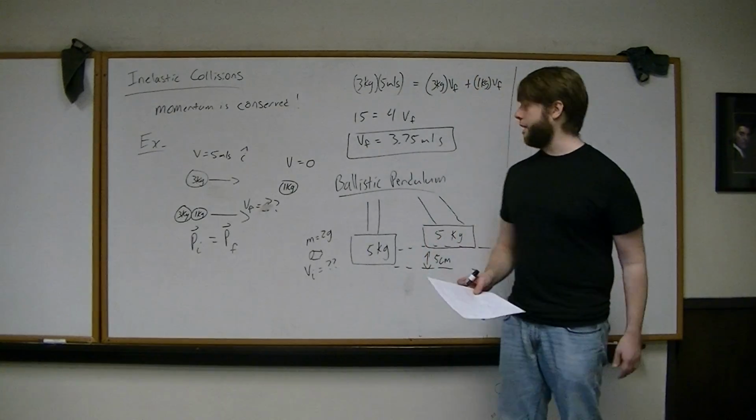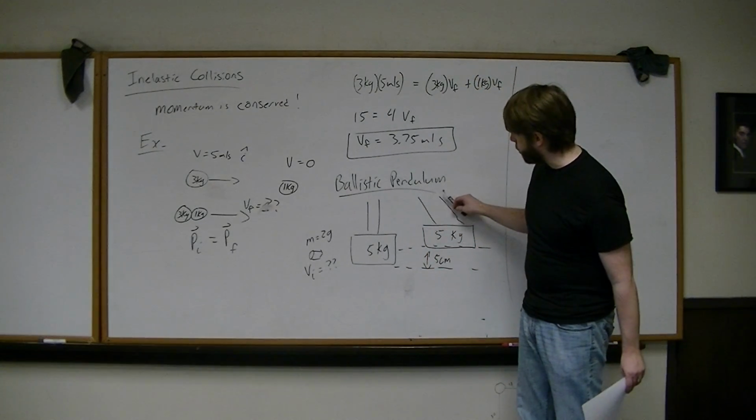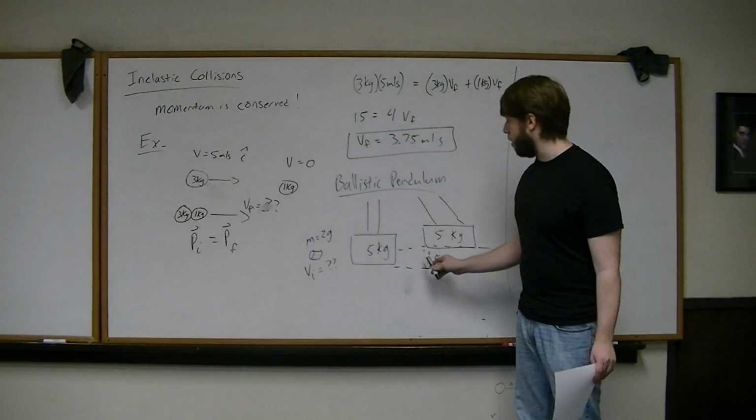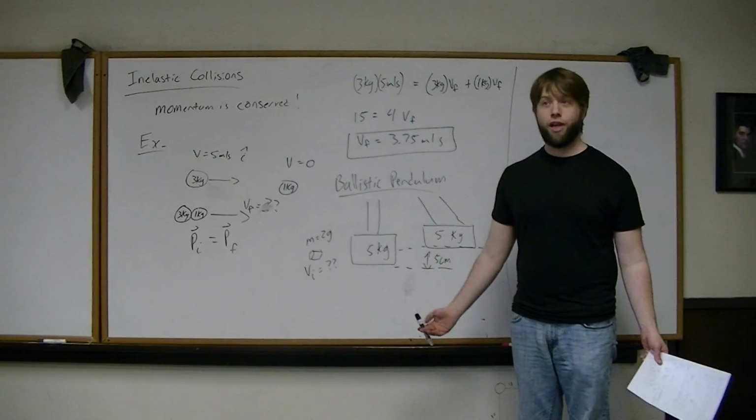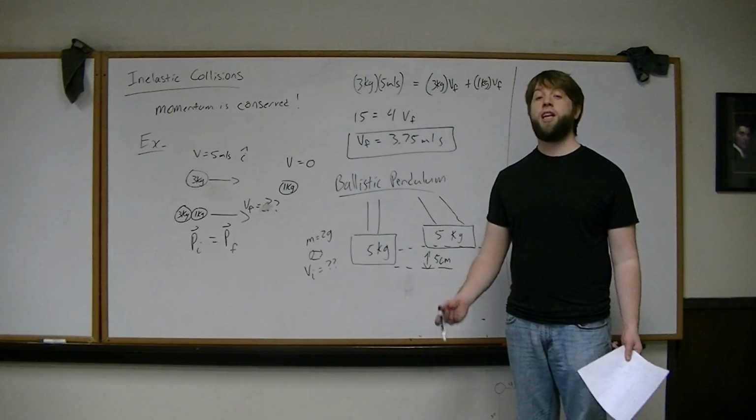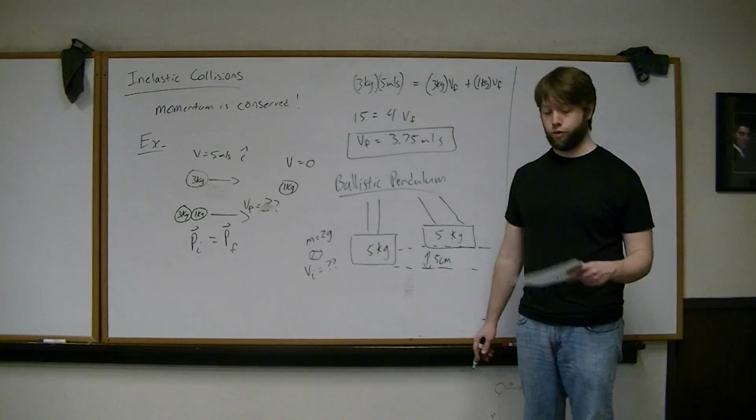Okay? Now think about what happens here. The bullet and block swing upward, and so now they are above where they start. What kind of energy do they have? They have potential energy, gravitational potential energy.